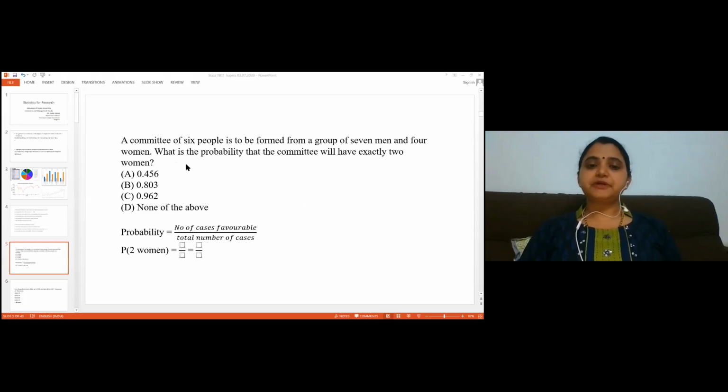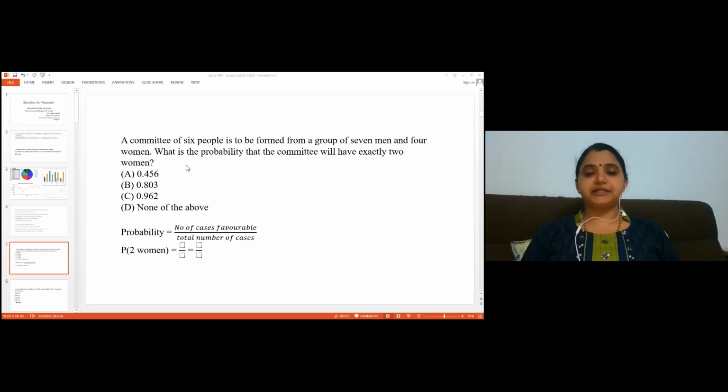A committee of 6 people is to be formed from a group of 7 men and 4 women. What is the probability that the committee will have exactly 2 women? A committee of 6 people is to be formed from a group of how many altogether? Men and women put together, how many are there? 7 plus 4, 11 people. A committee of how many is to be formed? 6 members. Now, in that committee of 6 which we are selecting from 11, what is the probability that there are exactly 2 women? That's the question.